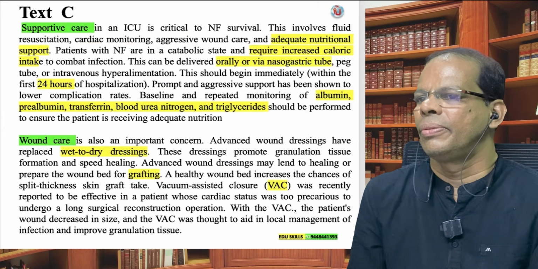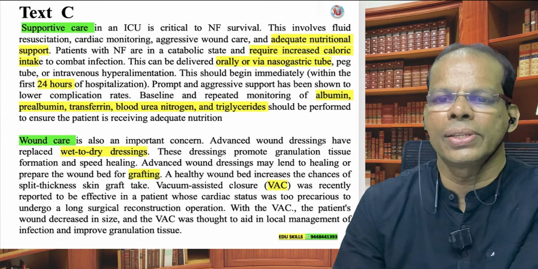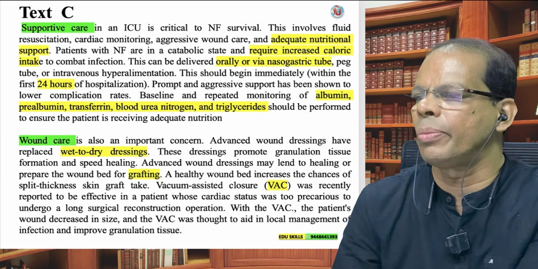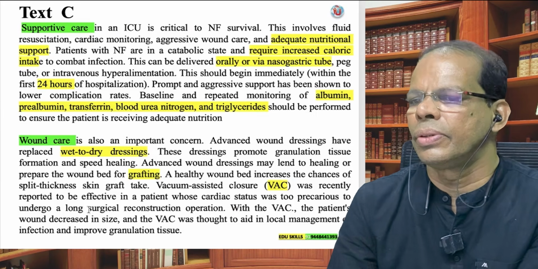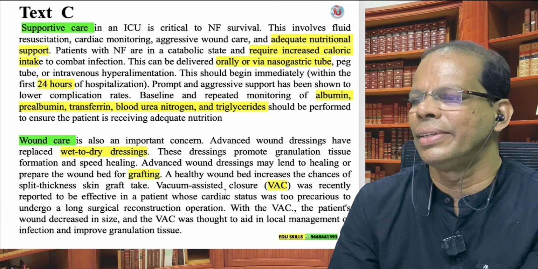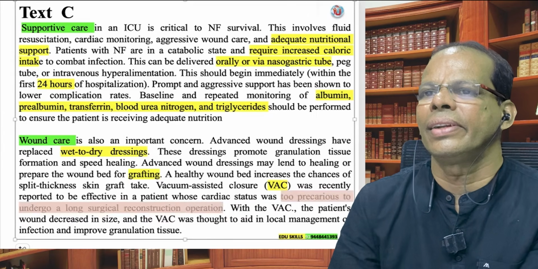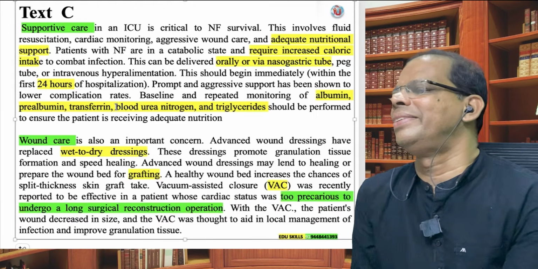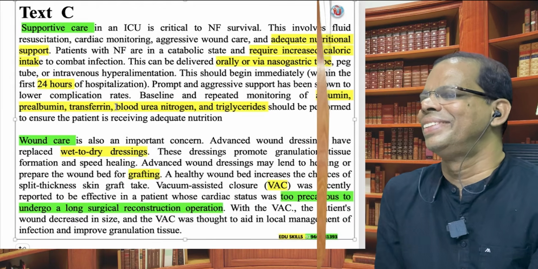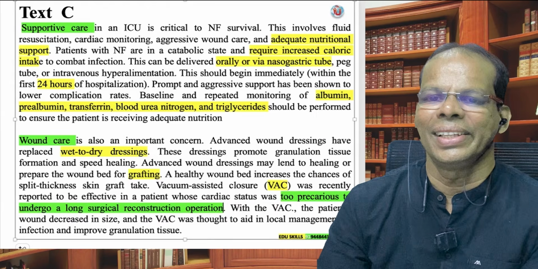Vacuum assisted closure. Where is it mentioned? The question says when a patient cannot be operated upon. The text says the cardiac status was too precarious to undergo a long surgical operation. Okay, correct. Exactly, you're right. So it is VAC, an abbreviation, and that's the only name you have here. So that is the answer.